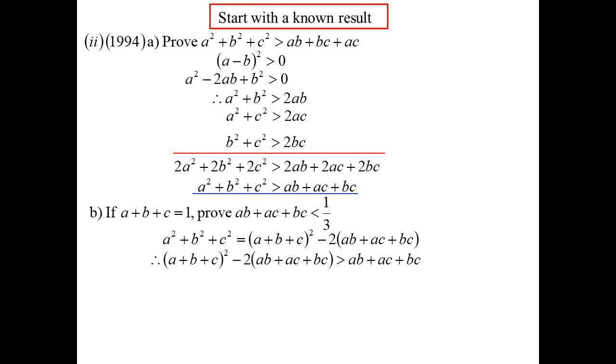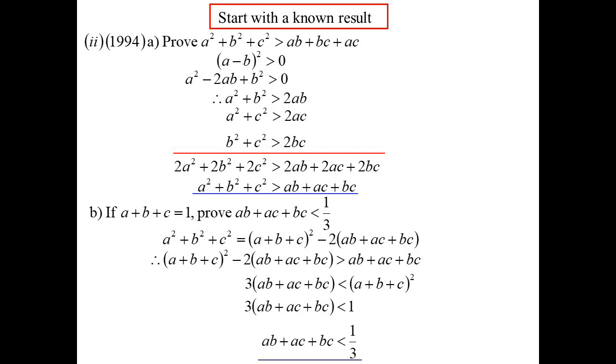Playing around with that then, a plus b plus c squared minus 2 times ab plus ac plus bc must be greater than ab plus ac plus bc, because back in part I, we said that a squared plus b squared plus c squared was greater than ab plus ac plus bc. Well, if they're equal, it must also be greater than ab plus ac plus bc. So I now have 3 lots of it is less than, moving around the sides there, okay, bingo. Because remember, a plus b plus c is equal to 1. And there we have it. That's less than 1/3.